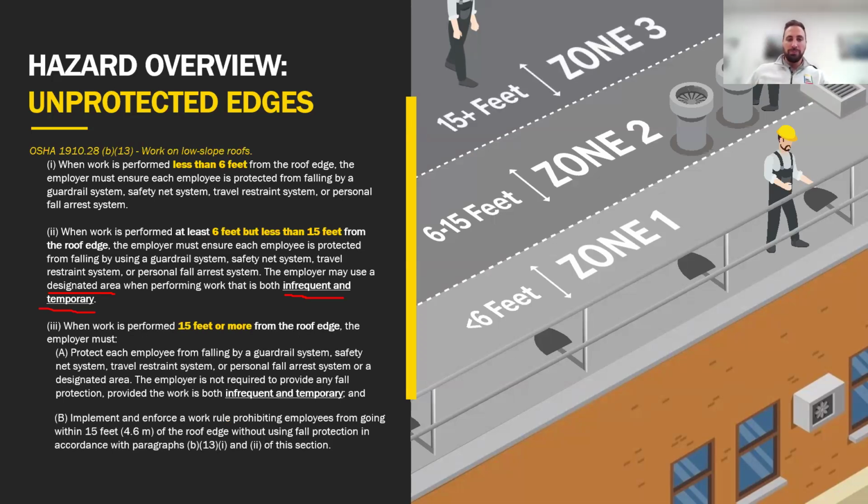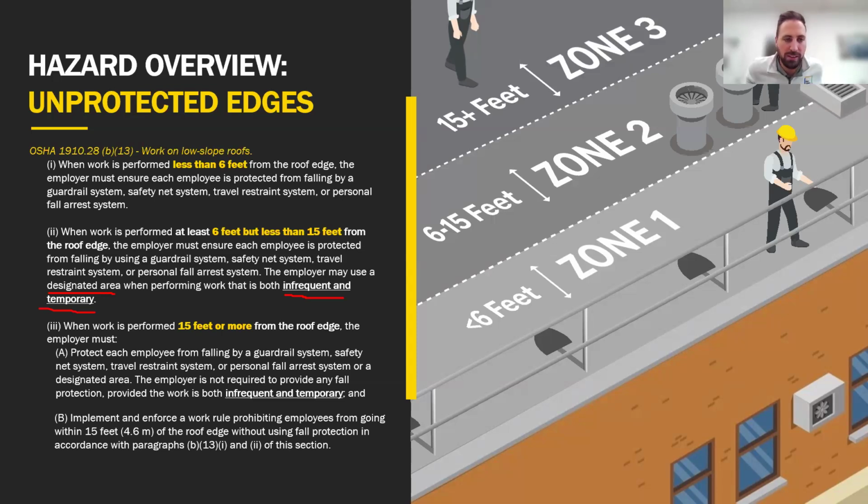The third zone is 15 feet or greater away from the roof edge. In this area, it says that employers must protect each employee from falling by use of guardrails, nets, restraint systems, arrest systems, designated areas, or the employer is not required to provide any fall protection, provided that the work is infrequent and temporary, and we implement and enforce a work rule prohibiting employees from going within 15 feet of the roof edge.